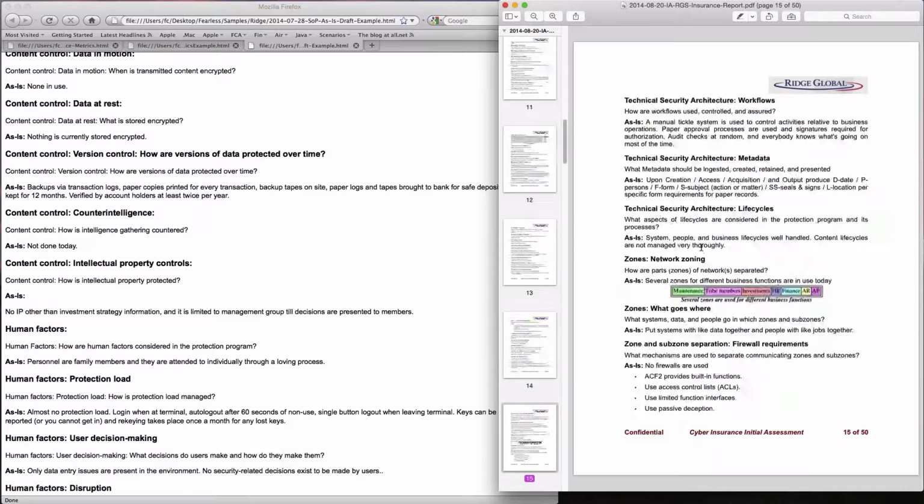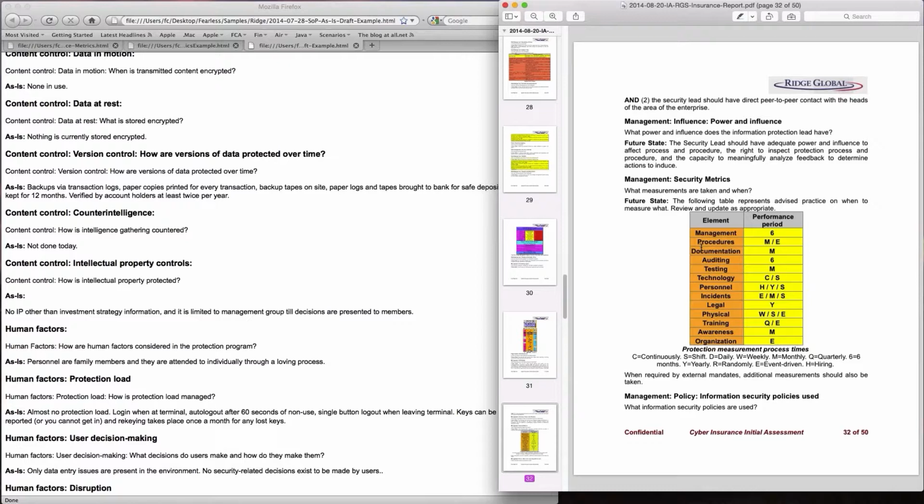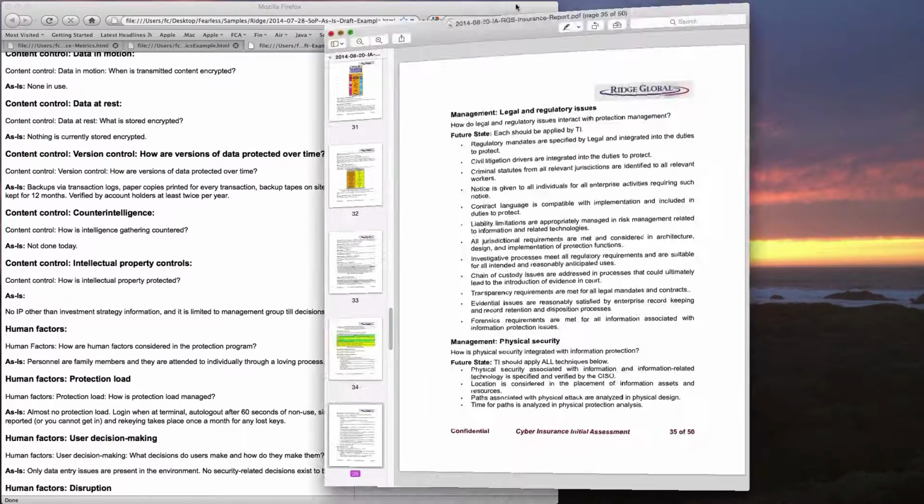In any case, this is what a report looks like, the as-is, the future state. You get a sense of the information that you get. And of course, the standard of practice is open and available, so you can look at that.